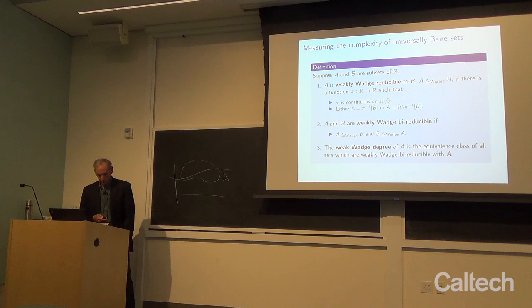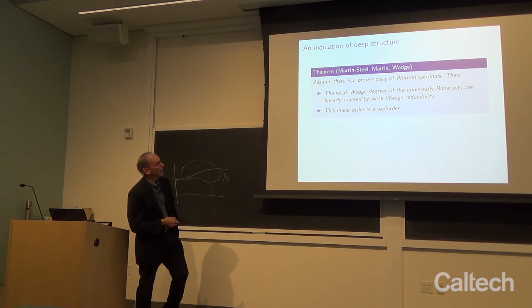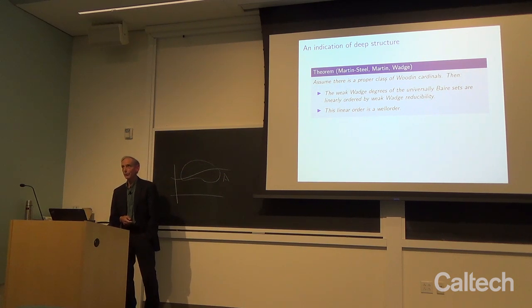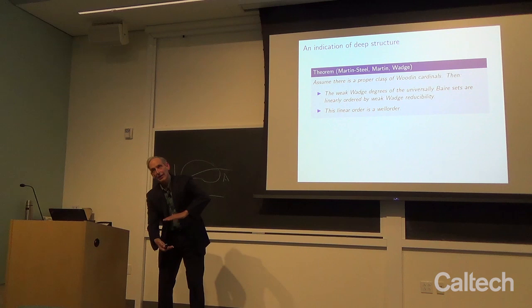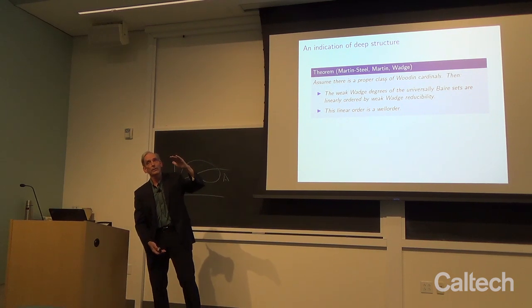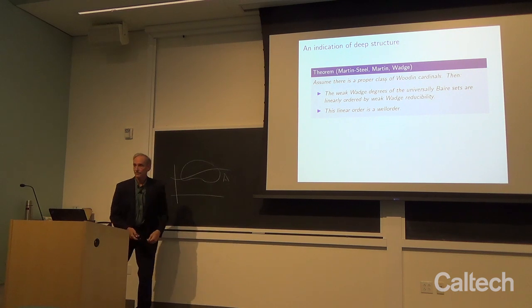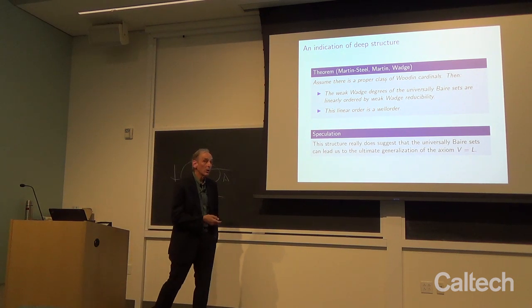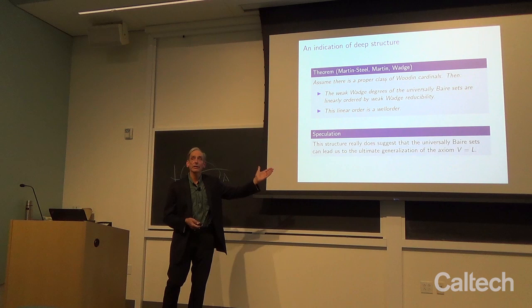Well, it doesn't seem like a terribly useful notion until you localize it to the universally Baire sets. This is combining many theorems: assume there's a proper class of Woodin cardinals, then the weak Wadge degrees of the universally Baire sets are linearly ordered by weak Wadge reducibility, and this linear order is a well order. So all these very complicated sets are laid out for you in a hierarchy that's well ordered. And this is a very fine hierarchy. The projective sets don't even occupy the first omega 1 levels. Okay, so that suggests that we might be able to use the universally Baire sets to get the ultimate generalization of the axiom V equals L. We wanted some kind of enhanced power set. We've got rich structure here. How are we going to use it?